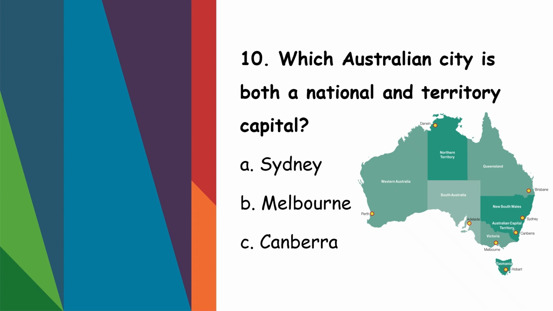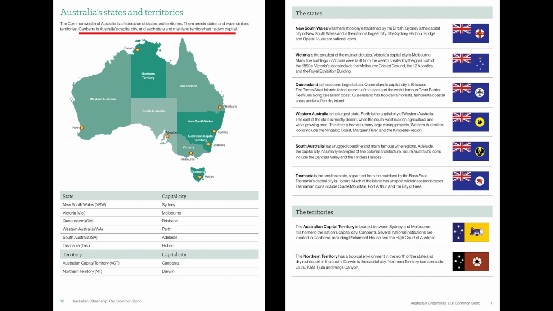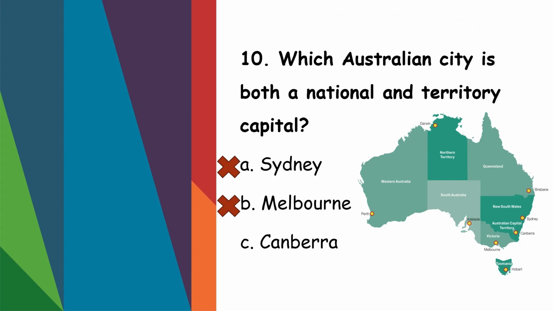Question 10. Which Australian city is both a national and territory capital? A. Sydney. B. Melbourne. C. Canberra. Pages 10 and 11 in Our Common Bond say that Sydney is the state capital of New South Wales and Melbourne is the state capital of Victoria. So answers A and B are not correct. Canberra is the capital of the Australian Capital Territory, as well as the capital of Australia. So answer C is correct.